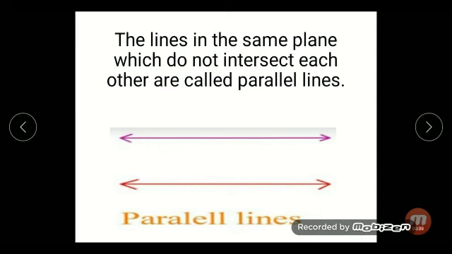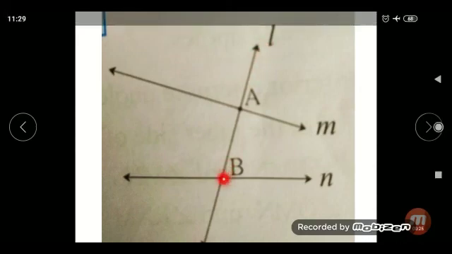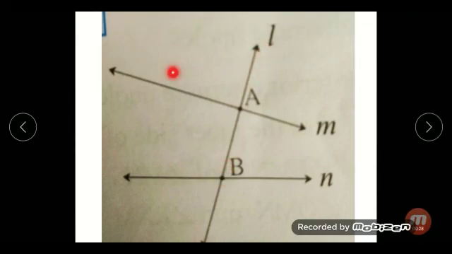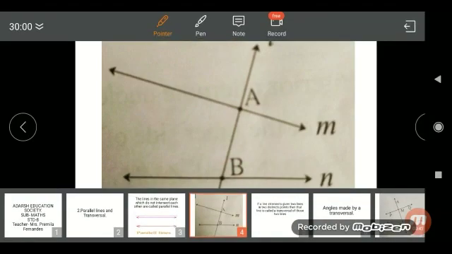You have already learned about parallel lines. The lines in the same plane which do not intersect each other are called parallel lines. In this given figure, line L is a line which intersects line M and line N at two distinct points A and B. Therefore, line L is a transversal of lines M and N.